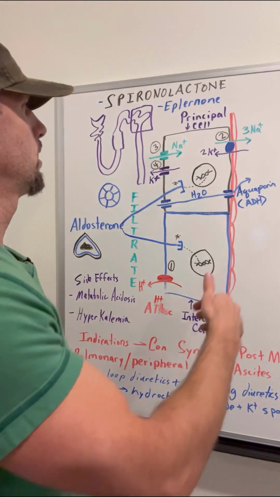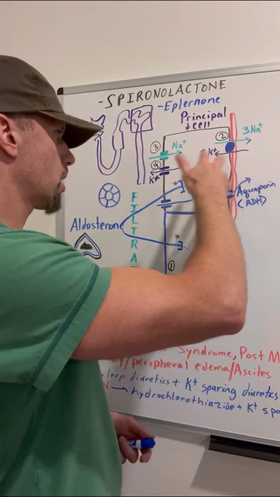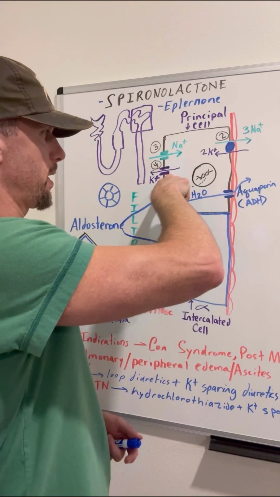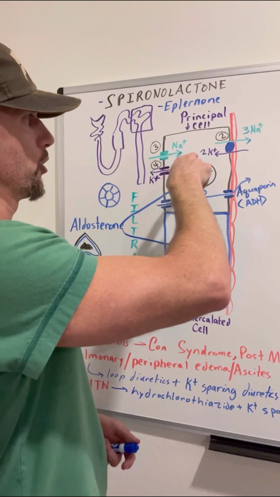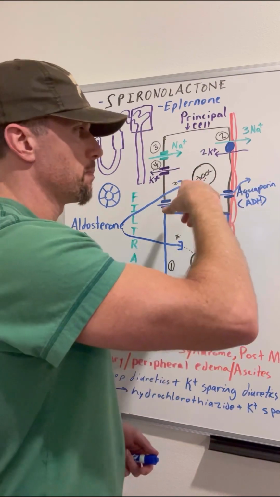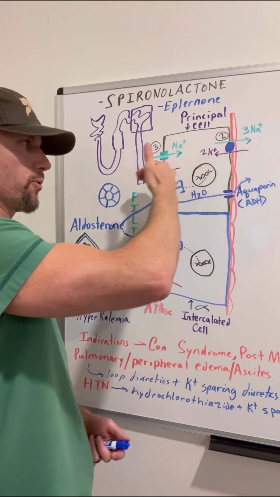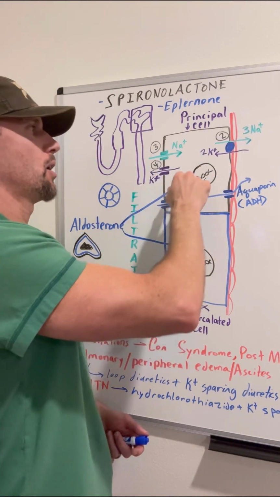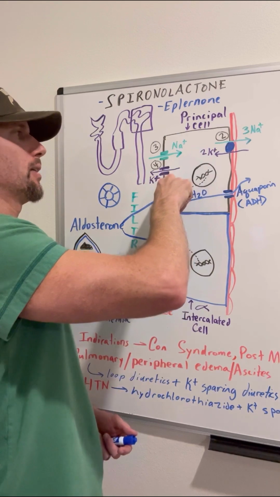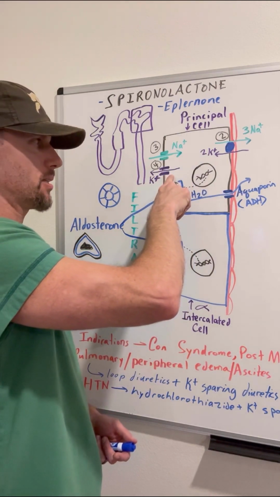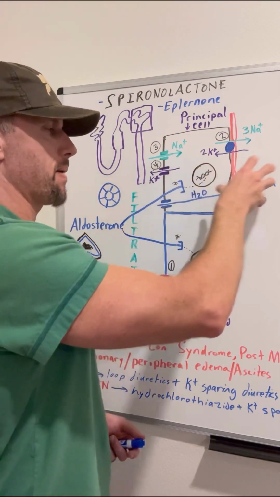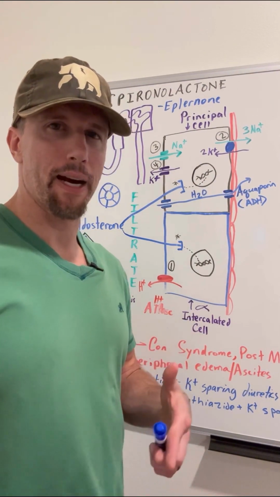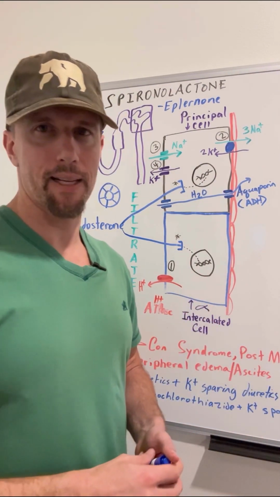Okay, so another possible side effect, if you block this channel from being made, then you're going to have a backup of potassium. Potassium's usually coming through when you have aldosterone present, but if you're blocking aldosterone, you're going to prevent the insertion of the potassium channels, which means potassium can get backed up. That's why I call it a potassium sparing diuretic, as it spares that secretion of potassium.